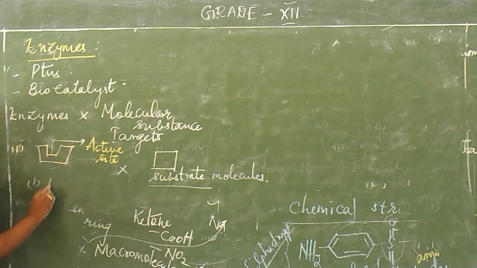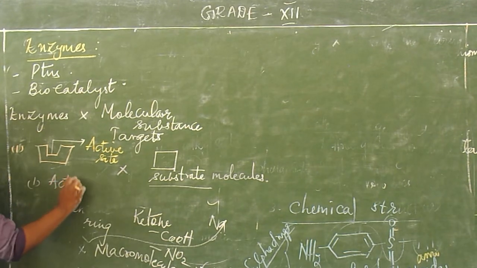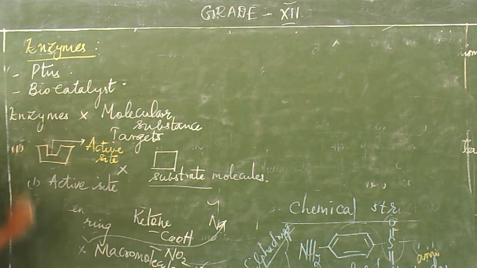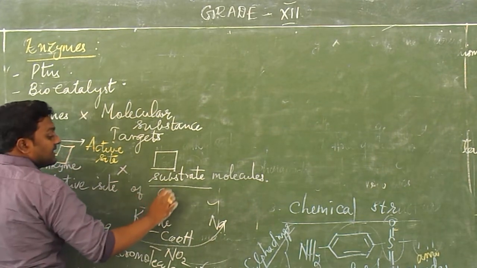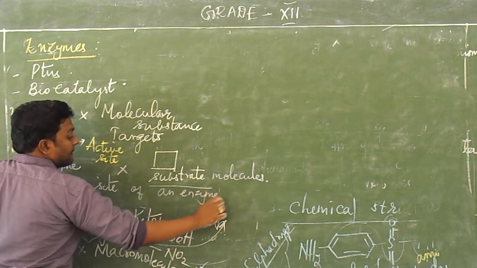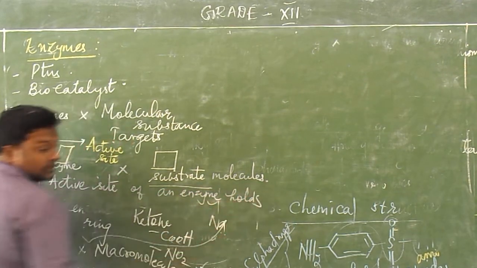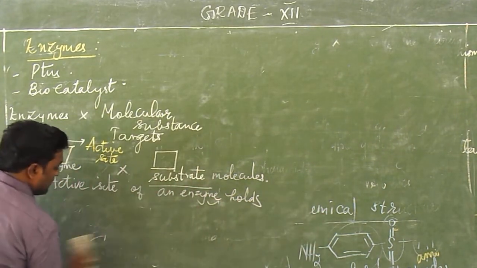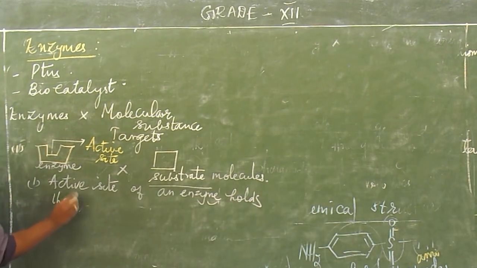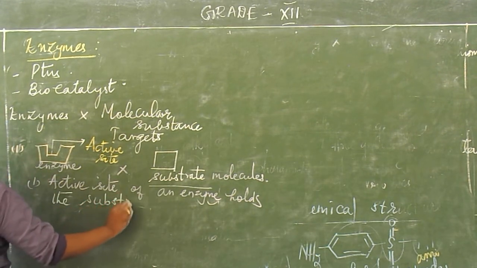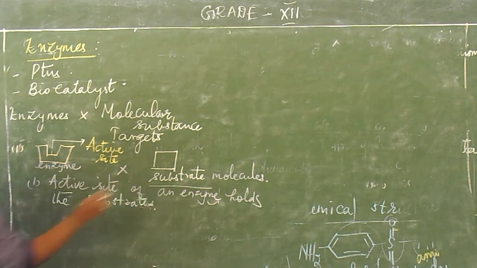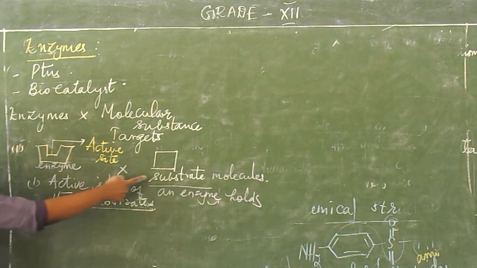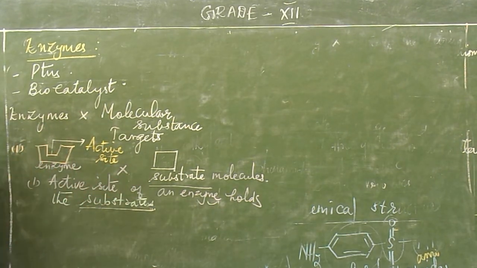What is the first point? The active site. This is the active site, this is an enzyme, isn't it? The active site of an enzyme holds the substrate molecules. It holds the substrate very firmly attached to the enzyme.